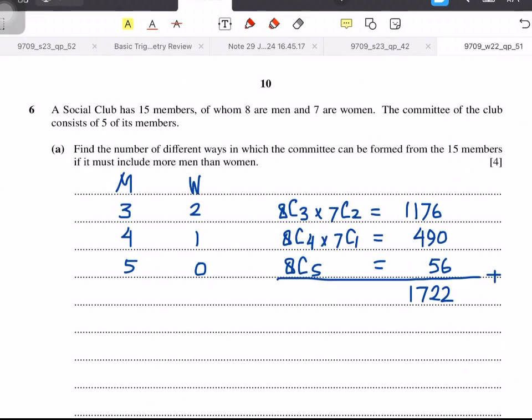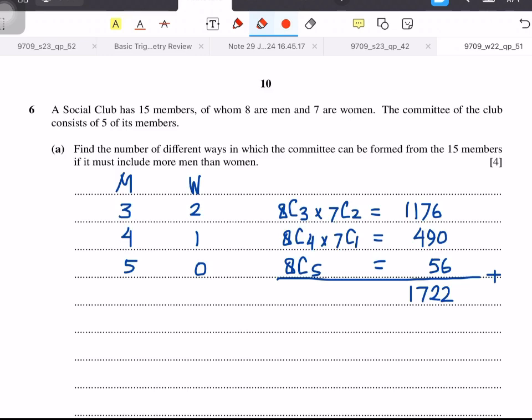So the last question in this paper is question number 6. A social club has 15 members, of whom 8 are men and 7 are women. The committee of the club consists of 5 of its members. A. Find the number of different ways in which the committee can be formed from the 15 members if it must include more men than women.